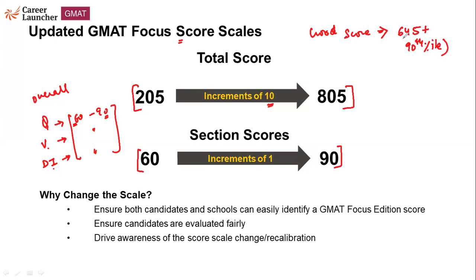90th percentile, which is equivalent to a 700 plus on the classic edition. Previous one was classic. Now 700, which was earlier, is now equivalent to a 645 plus on the focus. Whenever you start preparing, if you were targeting this score initially, now the equivalent score for the focus edition is 645 plus, which is again 90th or 89th percentile.